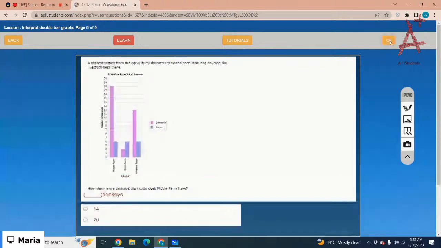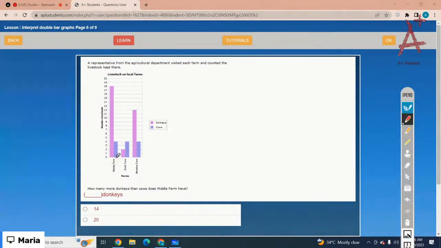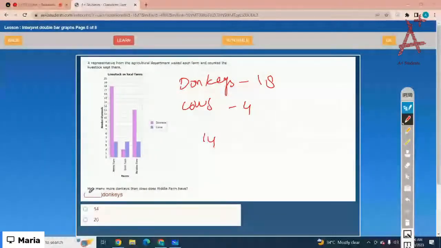A representative from the agriculture department visited each farm and counted the livestock kept there. How many more donkeys than cows does Middle Farm have? Okay, Middle Farm here is the middle one. The donkeys are the purple one, and the donkeys are 18 and the cows are just 4. You have to see how many more donkeys. So 18 minus 4 is 14. That means you have 14 more donkeys than cows. Correct option is 14.